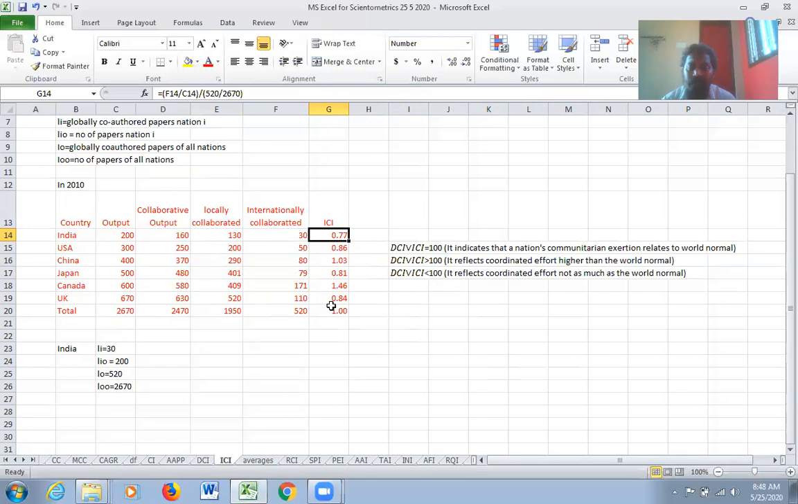That means if ICA is equal to 100, it means that we are at par with the average of the world. If DCA or ICA is more than 100, it means that our coordinated efforts are higher than the world average level. See, on an average, if the world has got X as their collaborative coordinated efforts, our performance is more than the average if ICA is more than 100. If ICA or DCA is less than 100, it means that our collaborative efforts are not equal to the world average collaborative efforts. Fine, that's what DCA and ICA all mean.